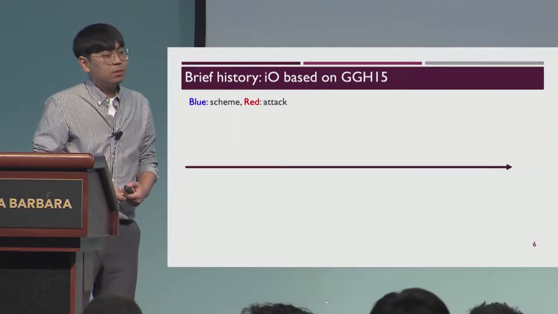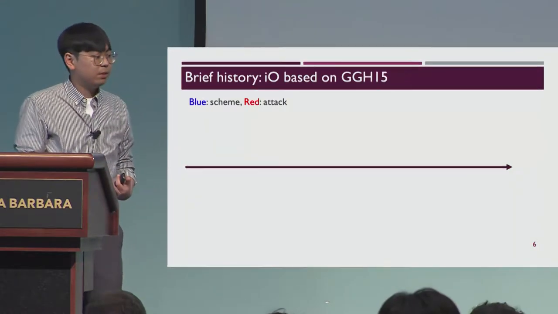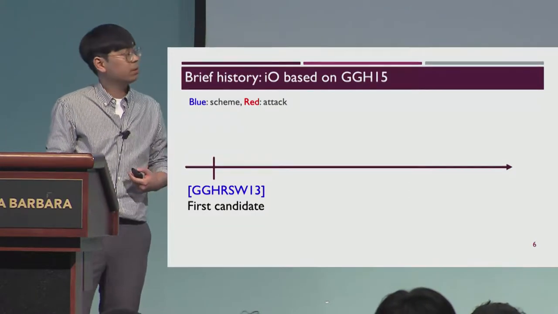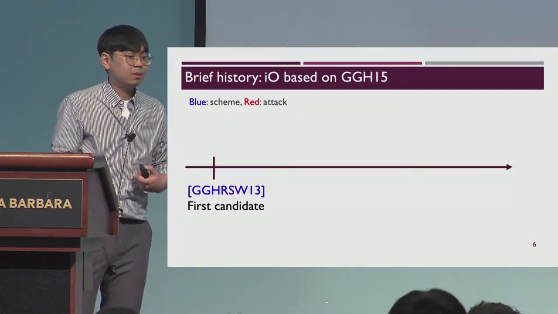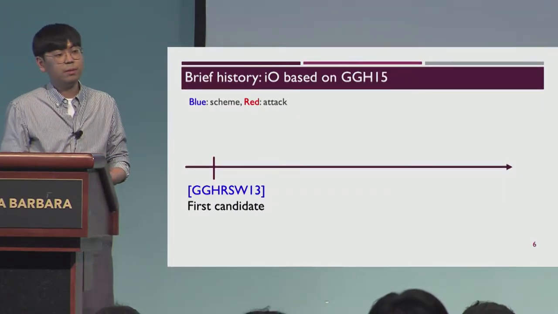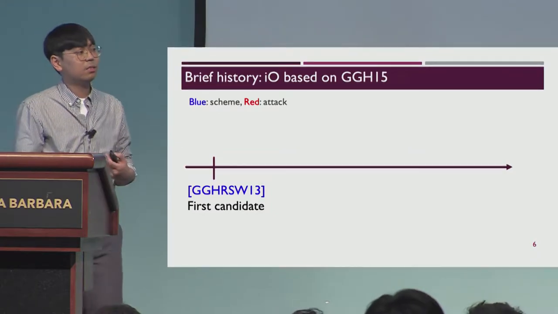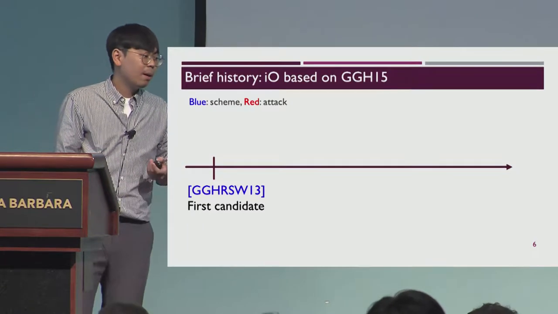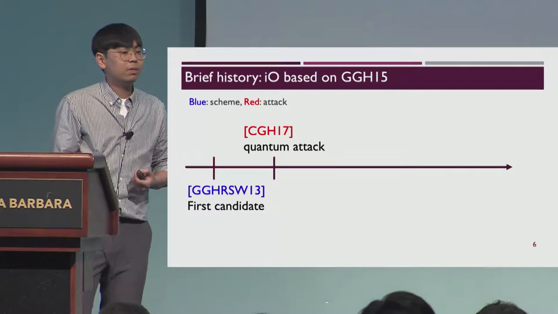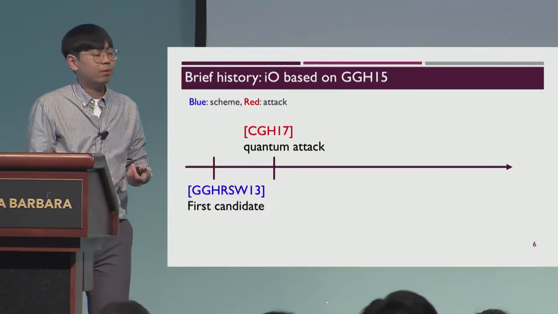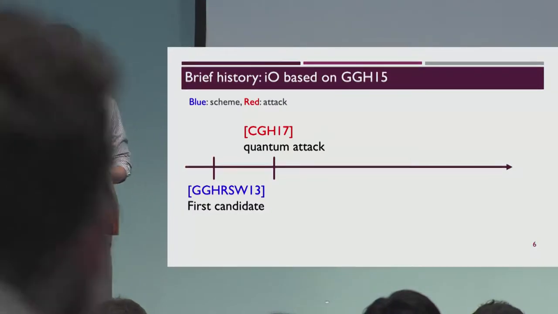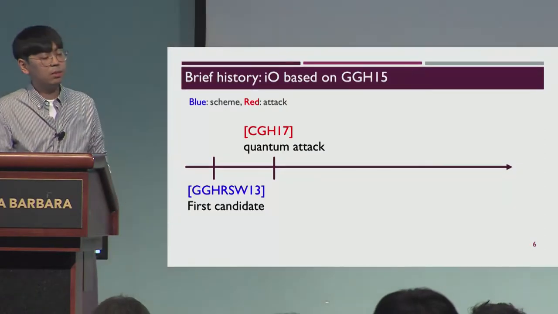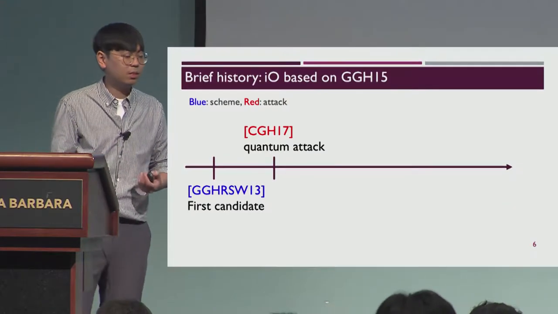I'll introduce a brief history of obfuscations based on the GGH15 multilinear map. The first candidate, called GGH-RSW, was proposed in 2013. It is based on any multilinear map, so it is natural to consider GGH-RSW obfuscation based on the GGH15 multilinear map. And the first quantum attack was proposed a few years later. By solving the principal ideal problem, they showed the GGH-RSW obfuscation based on the GGH15 multilinear map is not secure.